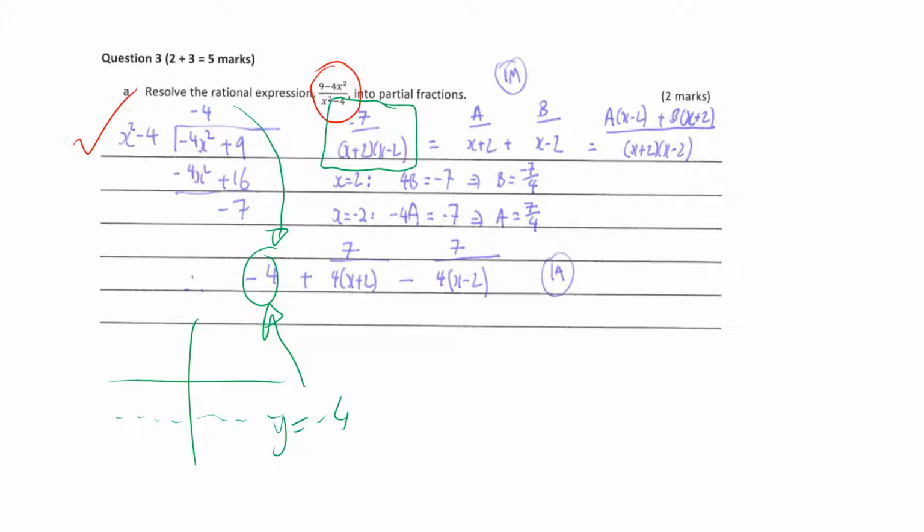So then you go through the process of resolving it into partial fractions, and it's that straightforward one. 2 distinct linear factors in the denominator, and then you set your a and b, and off you go. It turns out a was 7 on 4 and b was minus 7 on 4, which led you to resolve it in the way you see below. Okay, hopefully that makes sense.